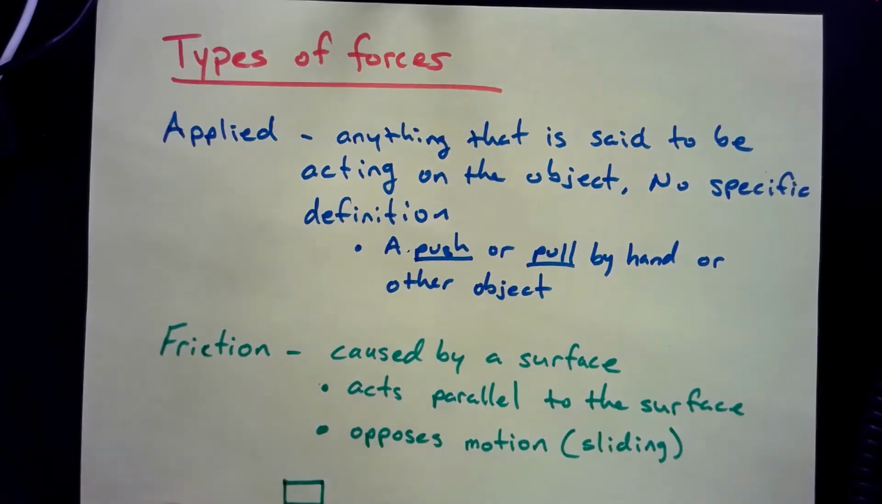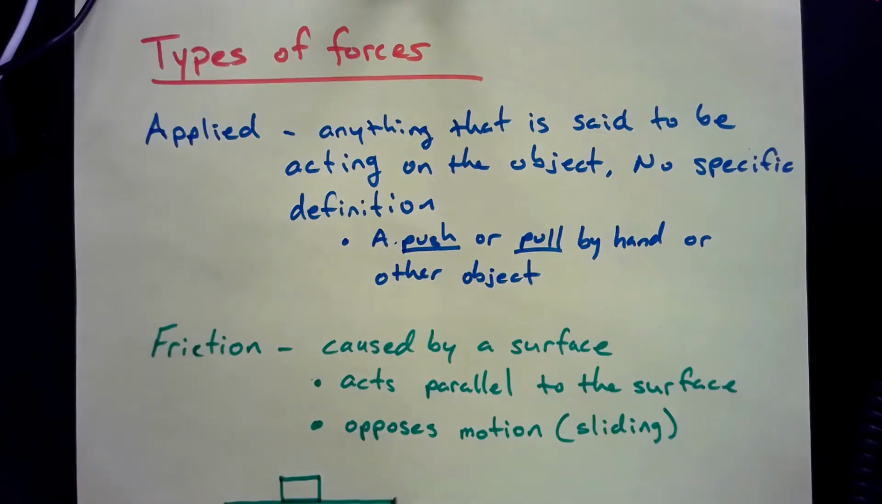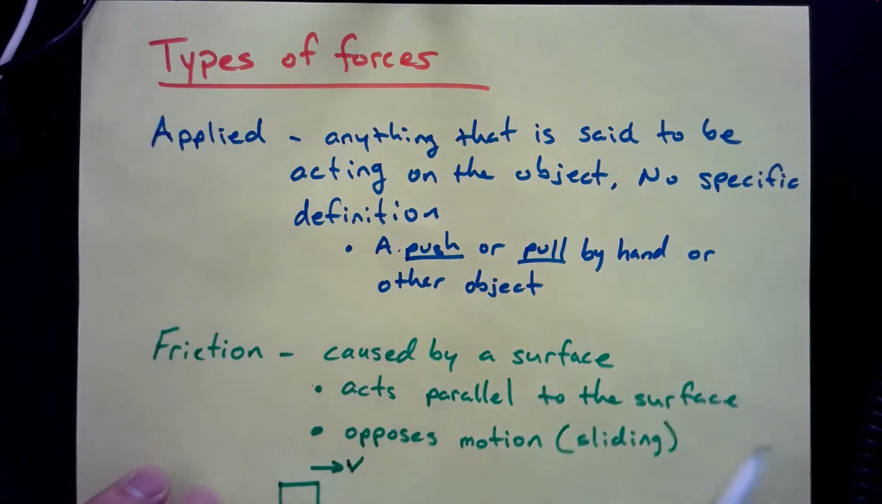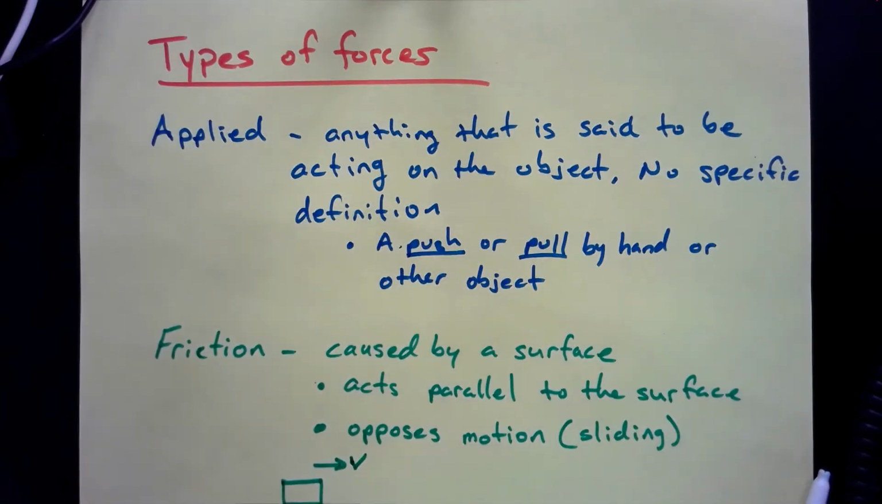So here we have a block on a surface. This thing does have some velocity as it is sliding. However, we do have friction between the surface and the block that is going to oppose its motion. So we have the force of friction here, okay? And here it is moving.